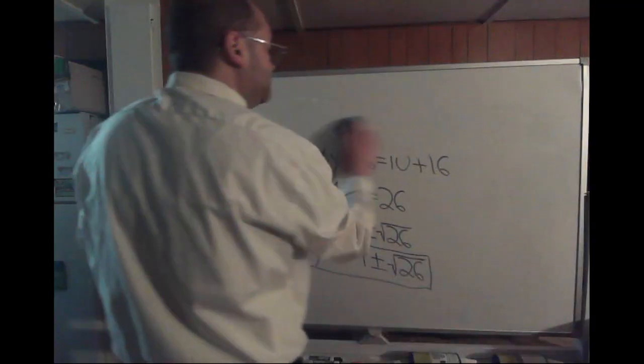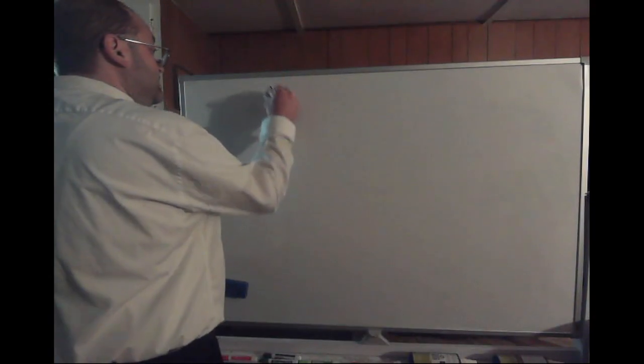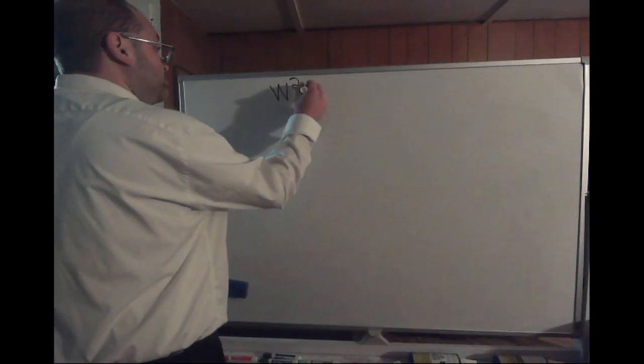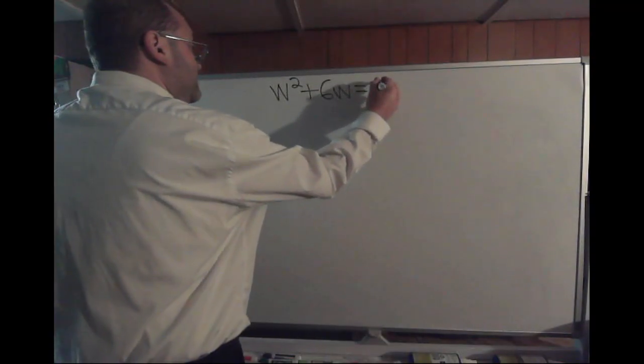So yes, when completing the square, you often don't get very pretty answers. You really don't get very pretty answers. So be prepared for that. Alright, let's see. We have w squared plus 6w equals negative 3.